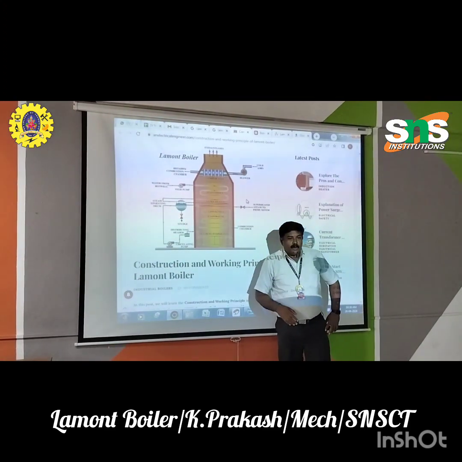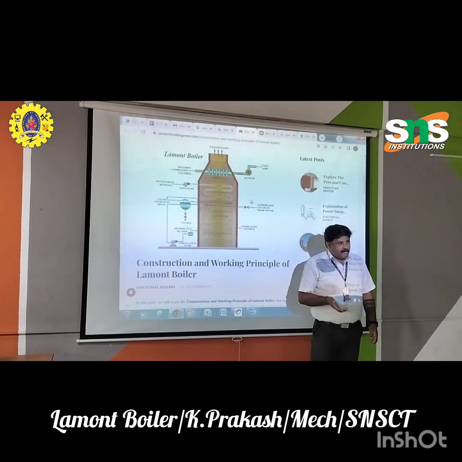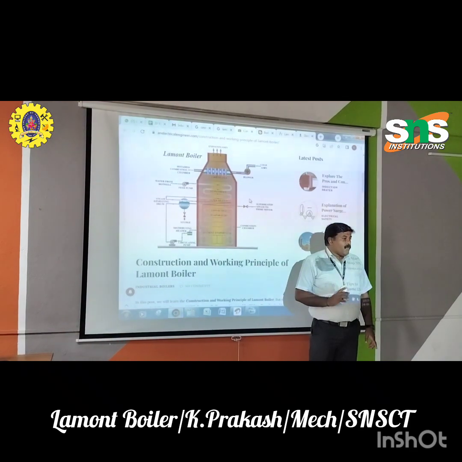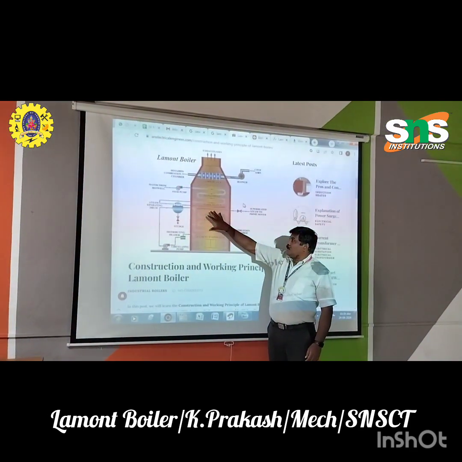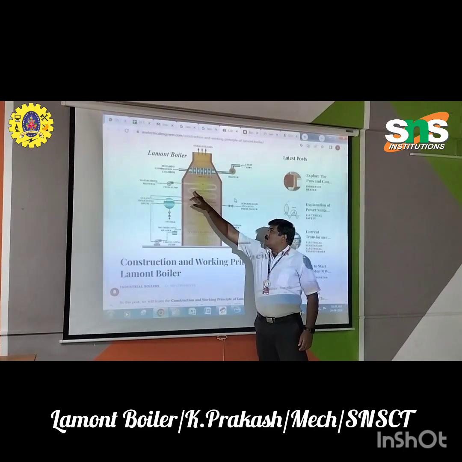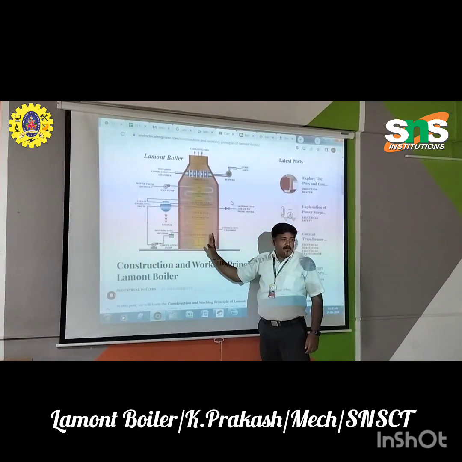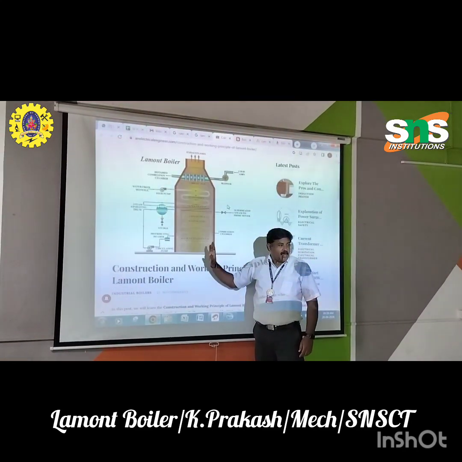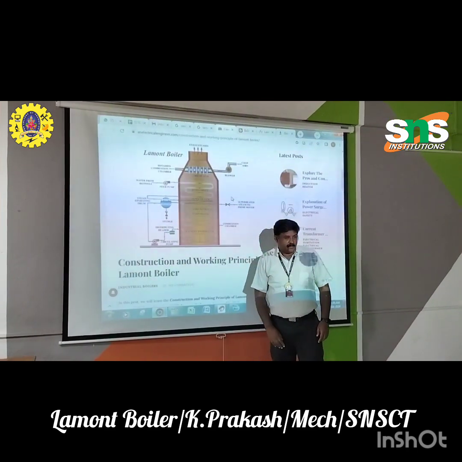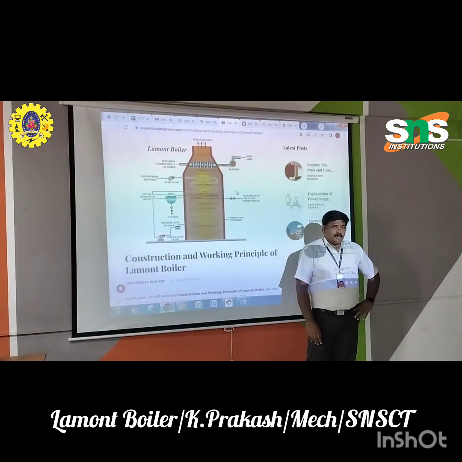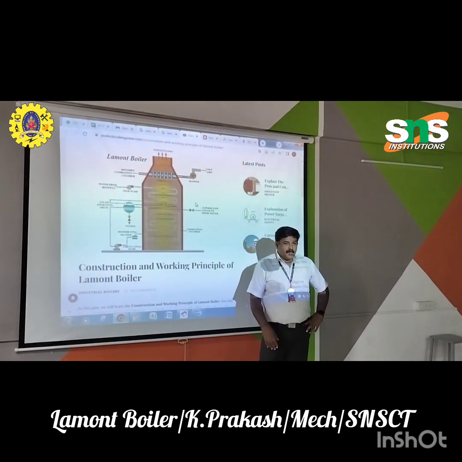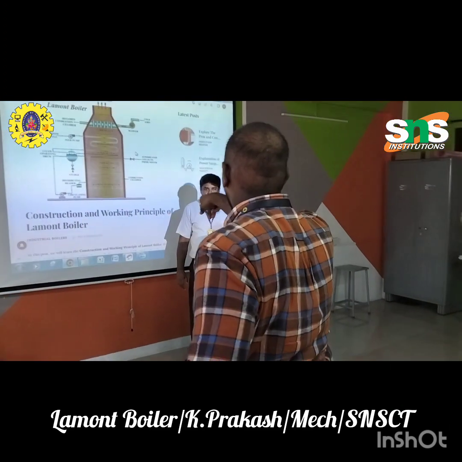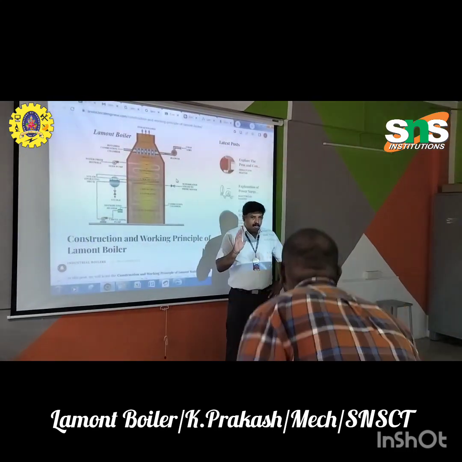Now I am posing a question. In the previous class we discussed fire tube and water tube boilers. Now by seeing this picture, by seeing these features, can you tell me whether this is a fire tube boiler or a water tube boiler? Water tube boiler. Very good. How are you telling this is a water tube boiler? Can you tell me? The pipelines are supplied with water. Very good. Sit down.